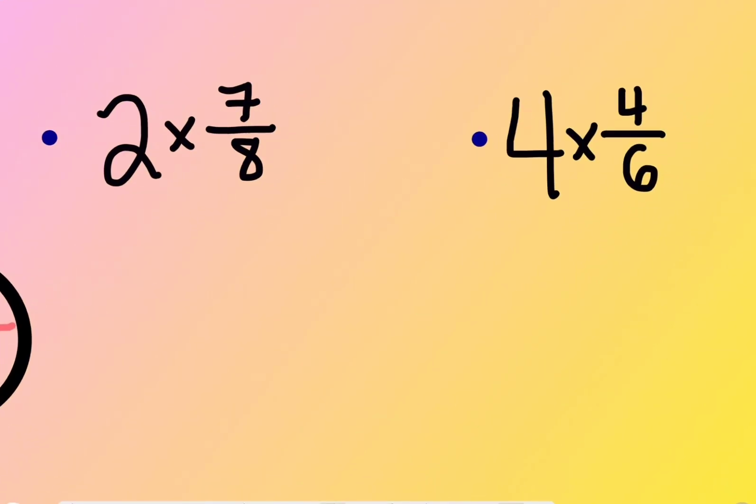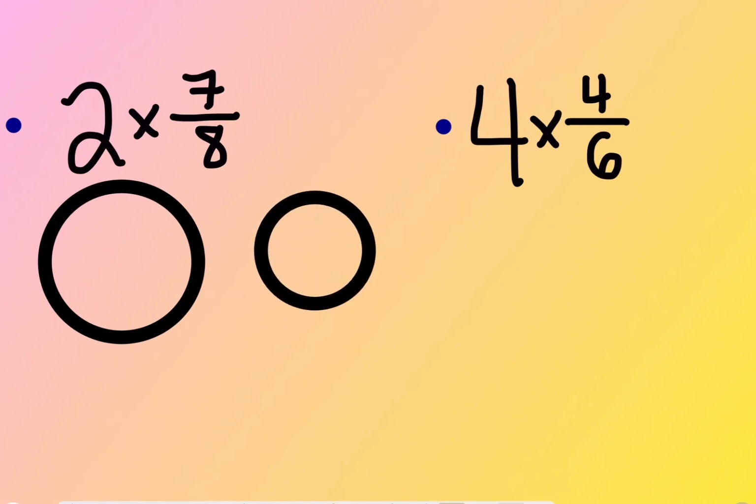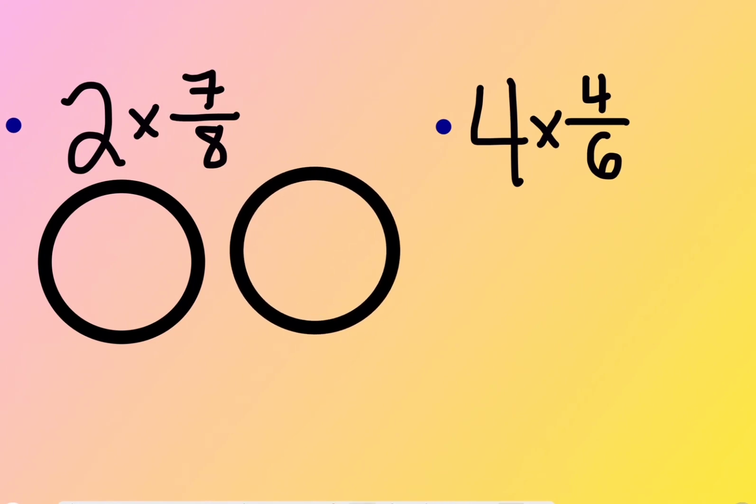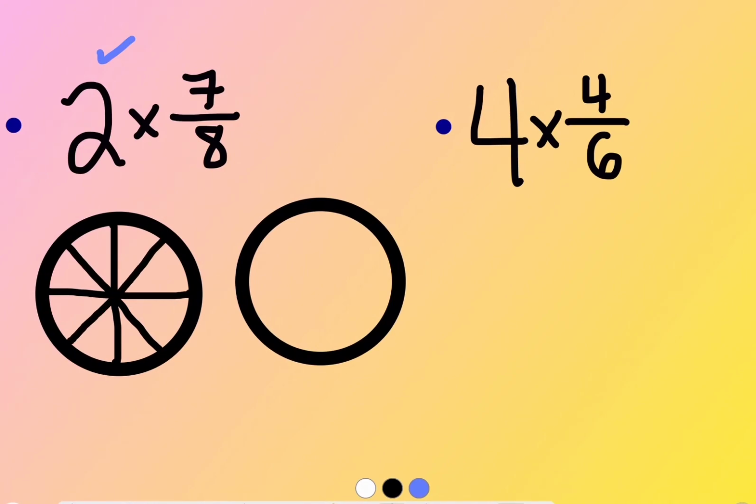Next one, 2 groups of 7/8. So I'm going to have 2 groups. Group 1, group 2, or 2 pizzas. Got that. Check. Now I need to break them up into 8 even sections. So 1, 2, 3, 4, 5, 6, 7, 8. Break this one up into 8s. And it doesn't have to be perfect, but get as close as you can get.